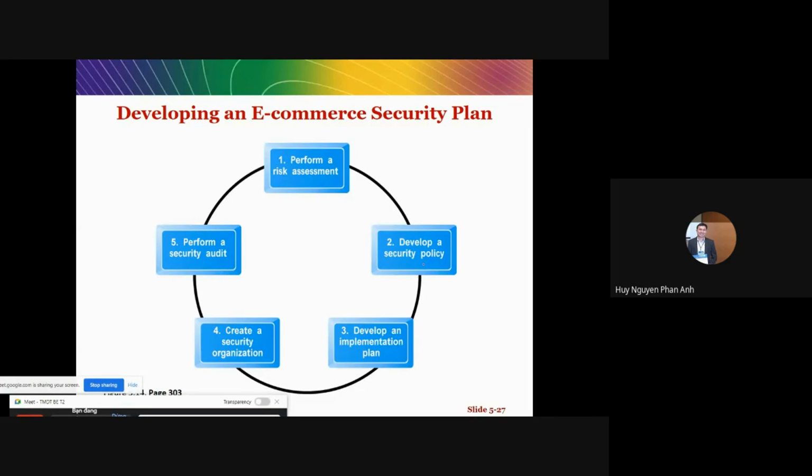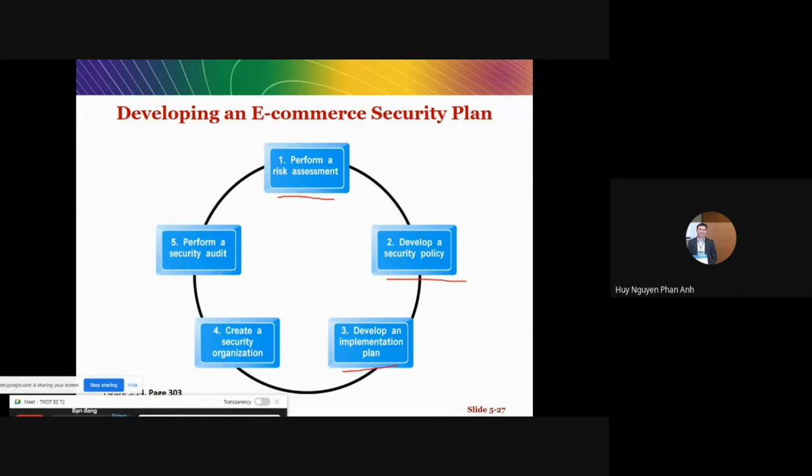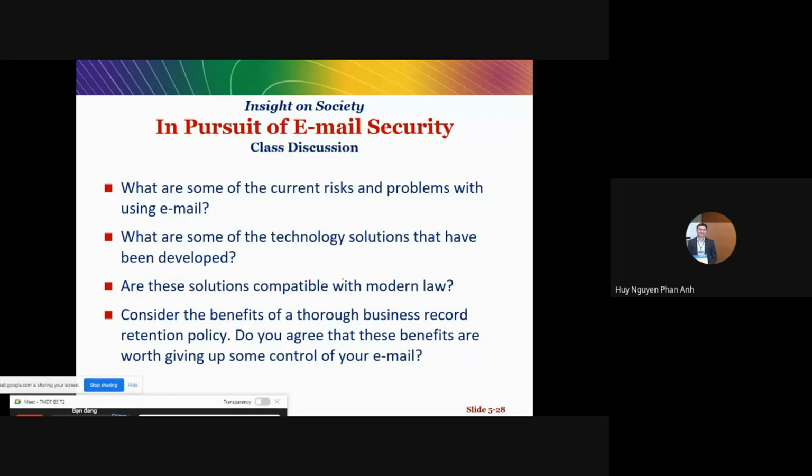To ensure e-commerce security, we must have a plan like this. Firstly, we should perform a risk assessment. Is there any potential risk affecting our business? And then we should develop the security policy, the regulations that should be followed by all of the employees and customers. And then we will develop a plan. Then we can create a security organization and we will perform the security audit. All right, so that's about the security, and those are the questions for you.